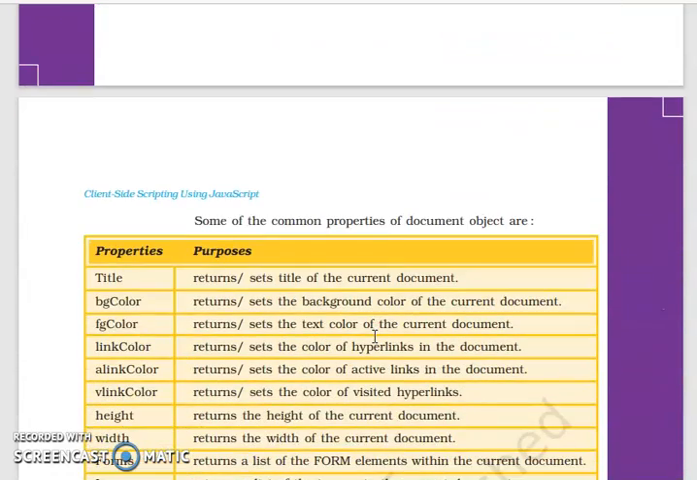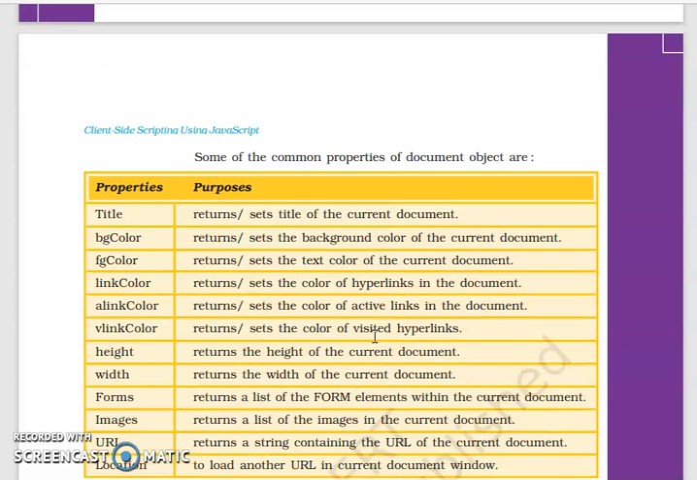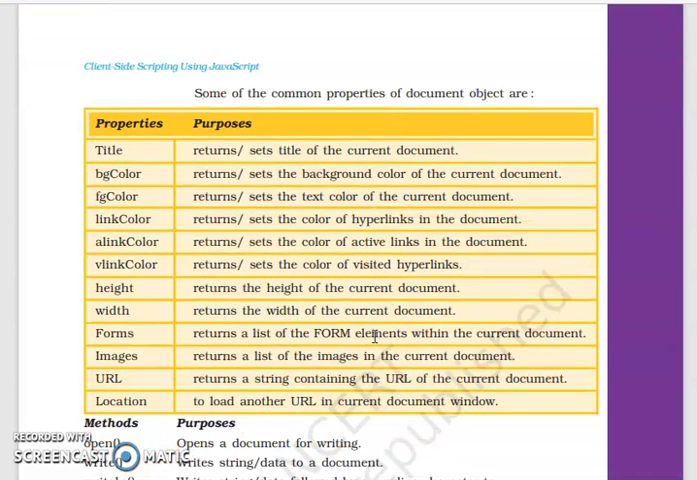Some of the common properties of the document object are given in the table. Title, bgColor, foreColor, that is the text color, and then linkColor. Link means a hyperlink color. Active link color, visited hyperlinks, height, width, form. Form returns a list of form elements within the current document. Images returns a list of images in the current document. And then URL returns a string containing the URL of the current document. And then location is used to load another URL in the current document window.